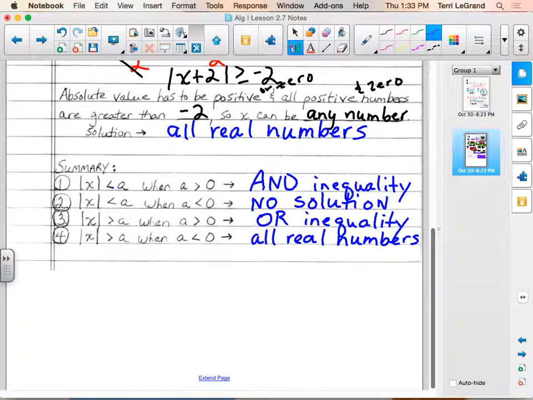possibilities. You're going to set up an and and get a compound and inequality solution. You're going to get a no solution. You're going to set up an or and get an or compound inequality solution, or you're going to get all real numbers. Those are the things that should happen in these 9 problems for Monday. So all you have to do is get the assignment written down.